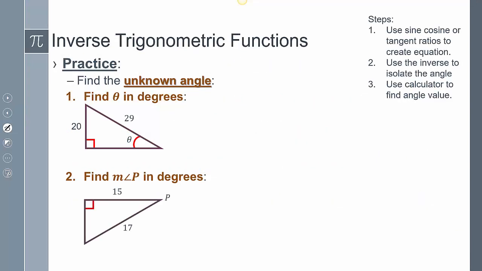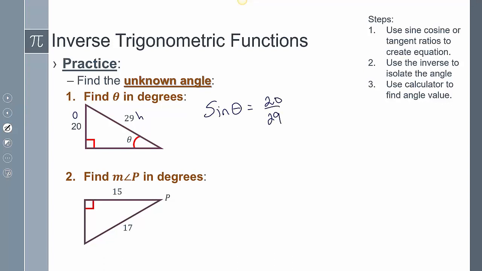So let's look at our first example here. It says find theta in degrees. So once again, I have that right triangle, so that means SOHCAHTOA applies, it works. I need to establish a relationship, because once I establish a relationship, I can work through that and find what theta is. So in this case, I have opposite and I have hypotenuse, so I can use a sine relationship. So I'm going to say the sine of theta equals opposite over hypotenuse.